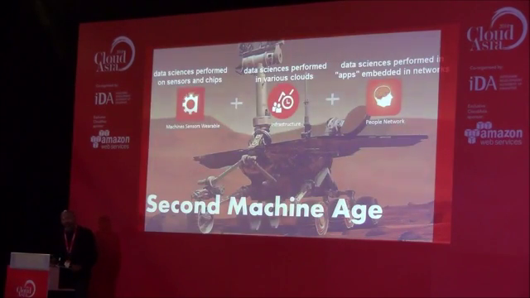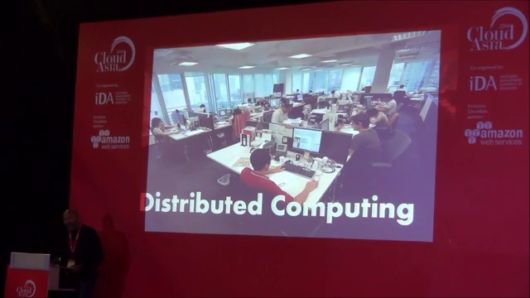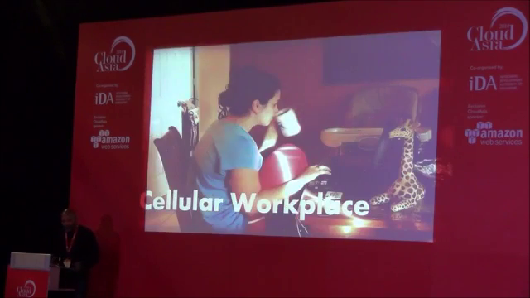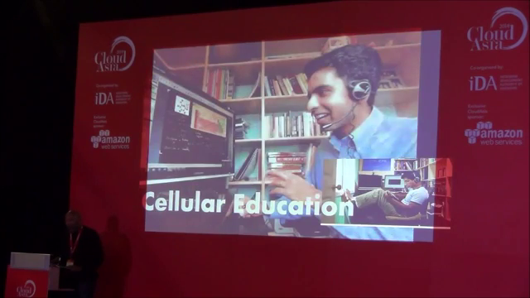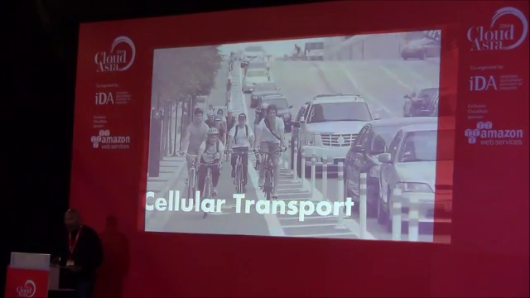But as we move on, we are moving towards the second machine age, where we are seeing computation is much more distributed. The workplaces are more cellular. We are looking at education, it's becoming more cellular. Transportation, we see increasingly more bikes on the streets than cars in many parts of the world.